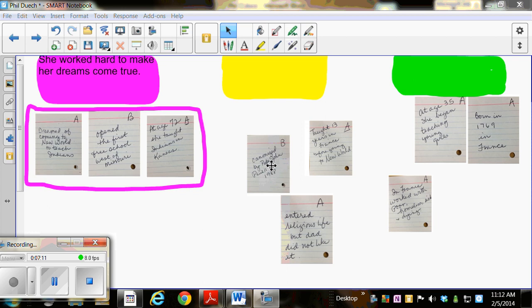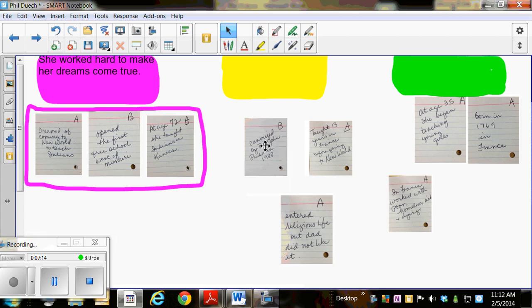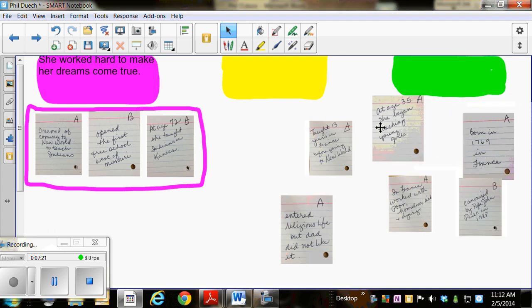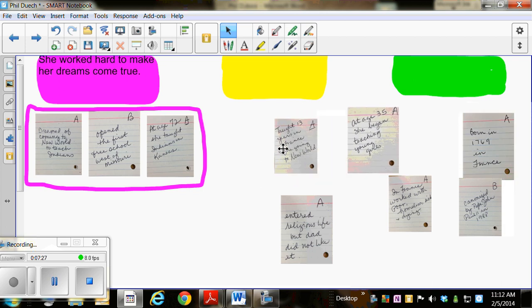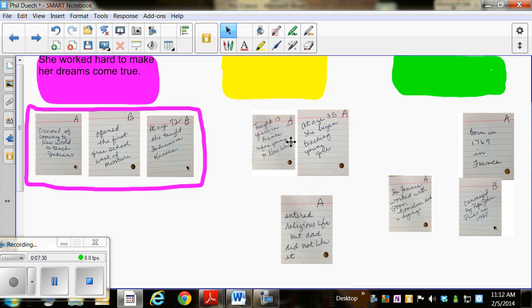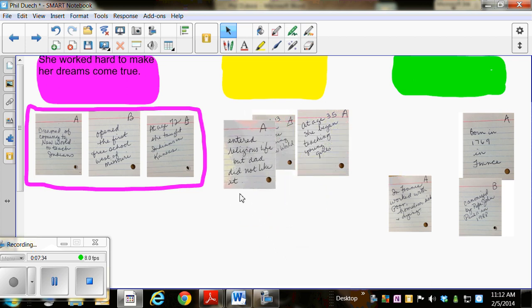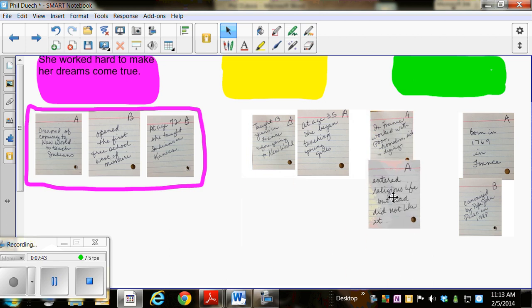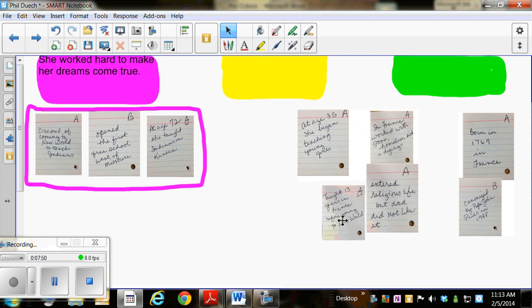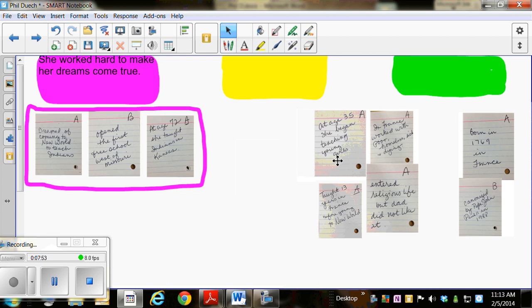We've got she was canonized, or she became a saint in 1988. She was born in 1769. She started out by teaching young girls. She taught 13 years in France before she went to the New World. She entered the religious life, but her dad did not like it. She worked with the homeless and dying. Let's see. She did this, and she didn't really want to. She did this. Her dad didn't really want to. She wanted to go to the New World, but she had to stay in France for 13 years. At age 35, that was when she started teaching young girls.